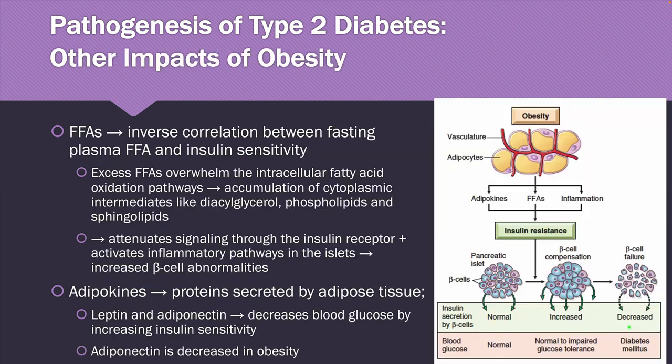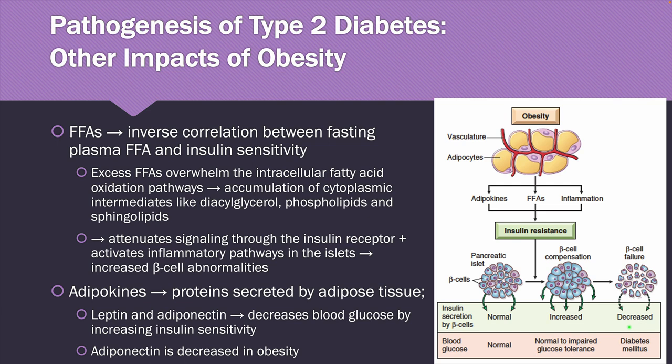Other impacts of obesity include the inverse correlation between fasting plasma free fatty acids and insulin sensitivity. So, pag mataas ang free fatty acids mo, bagsak ang insulin sensitivity mo. Therefore, you are more insulin resistant. Yun yung ayaw natin. So, the excess in free fatty acids overwhelm the intracellular fatty acid oxidation pathways, causing accumulation of cytoplasmic intermediates. And those intermediates attenuate signaling through the insulin receptor and activate the inflammatory pathways of the islets. This is why obesity is a pro-inflammatory state.